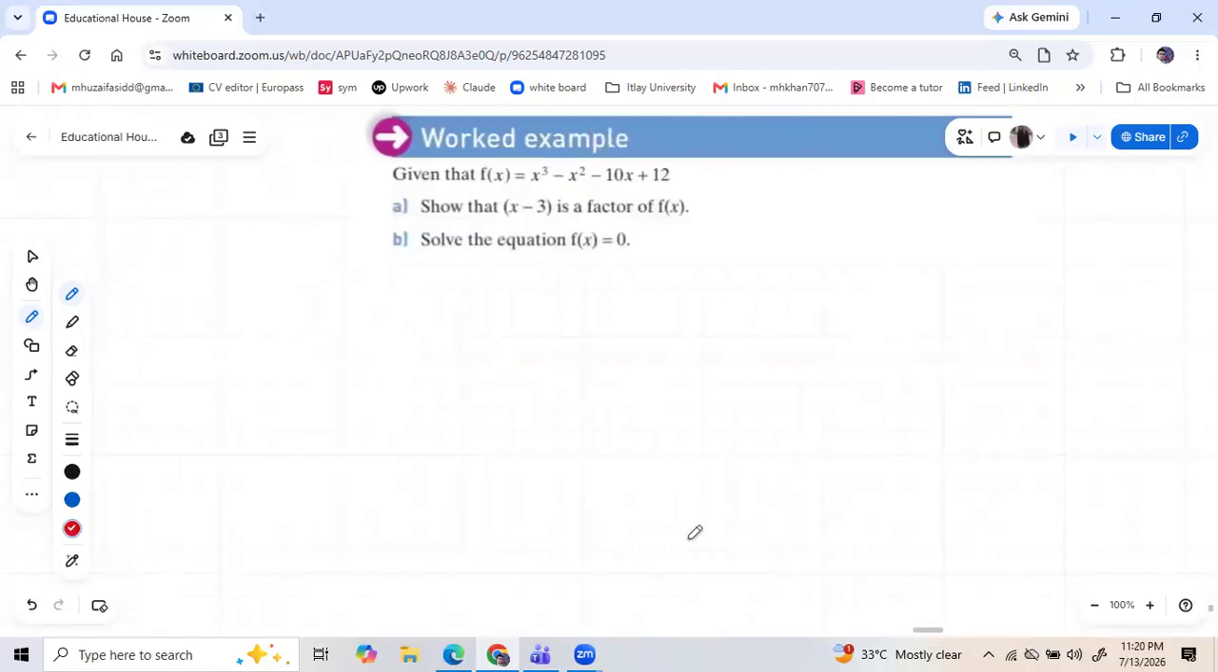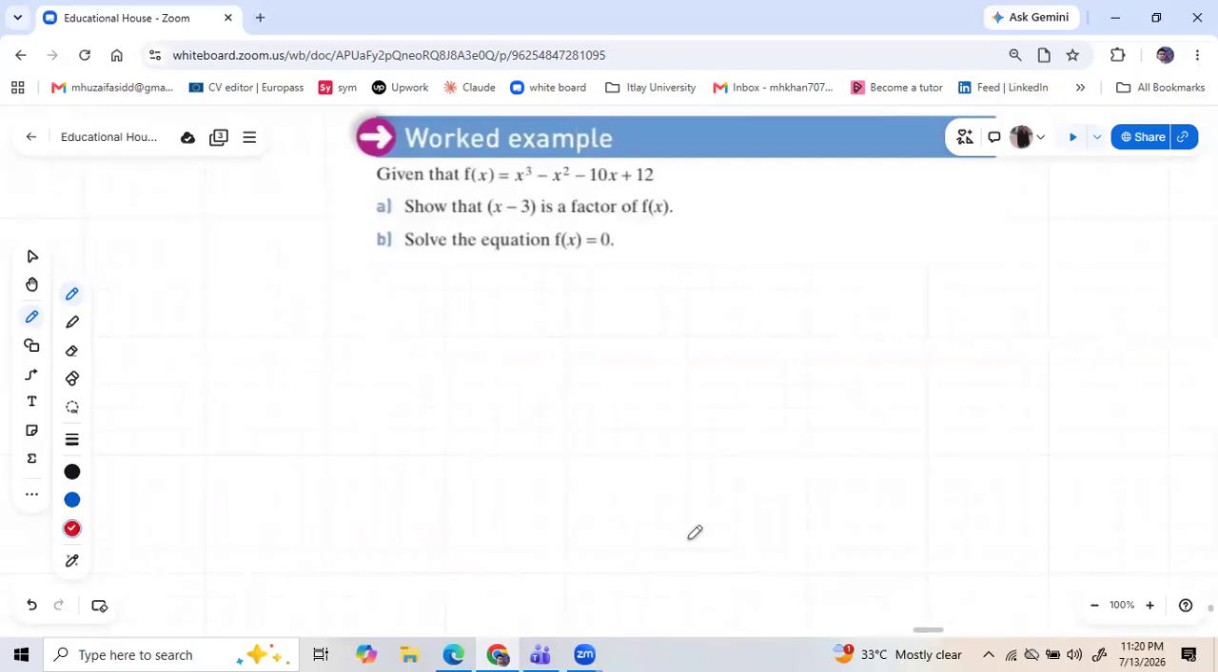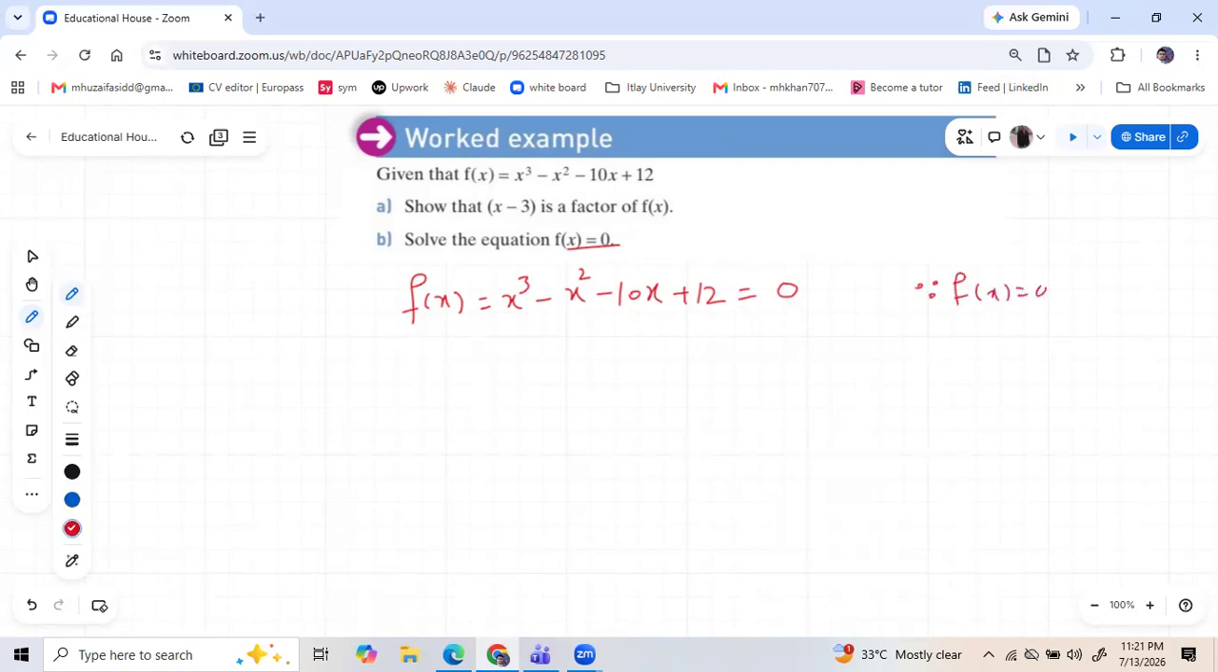So given that f of x, show that x minus 3 is a factor of f of x, and solve the equation f of x is equal to 0. So look at it here. Our function is what? F of x is equal to x cube minus x square minus 10 of x plus 12. So look at it here. The f of x is 0. So on the behalf of this, can I write like this? Because our f of x is equal to 0.